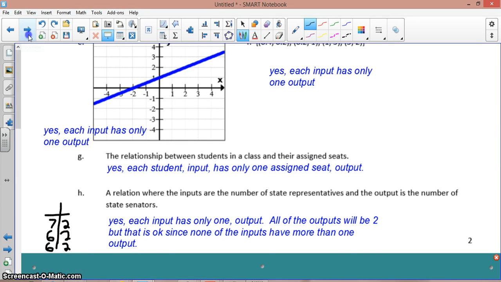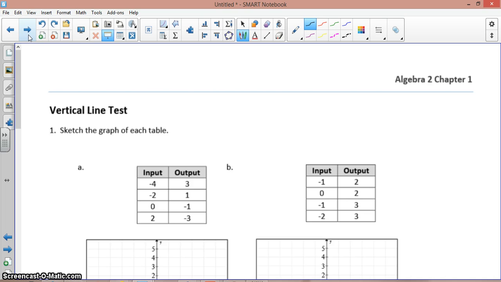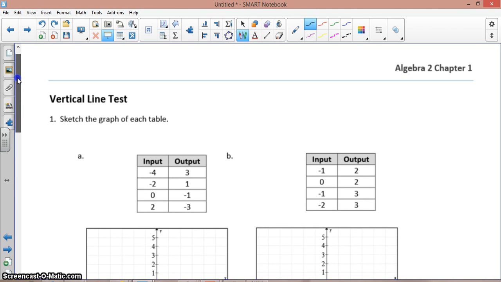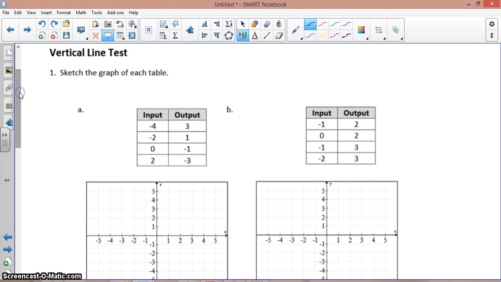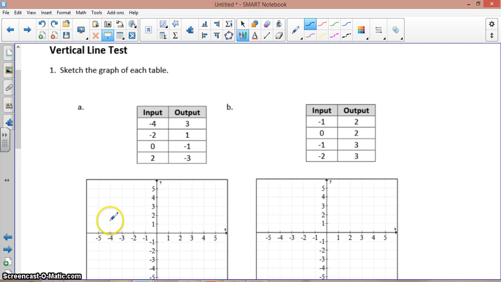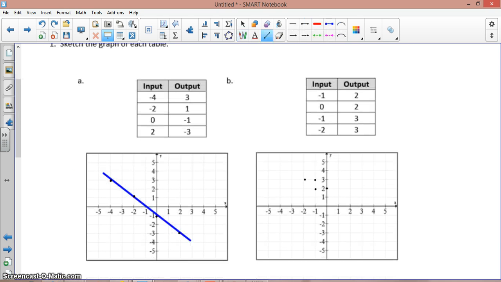Alright, flipping on to the next page. We have the vertical line test. So first thing you want to do is plot these points and make a line. So now if you have them graphed, I connected the points for the first one and not for the second one. It didn't matter if you connected or not.